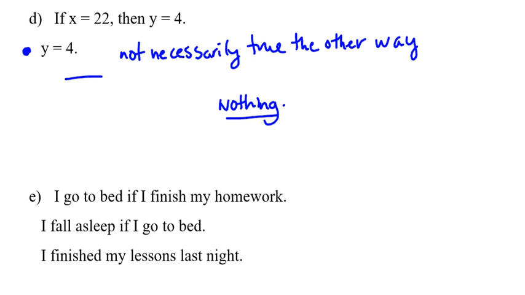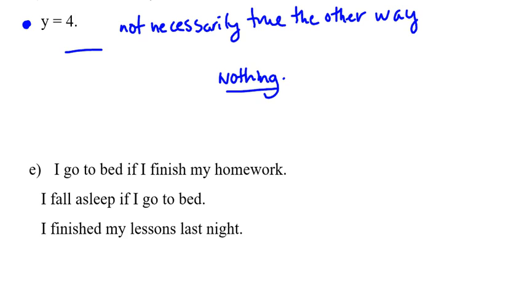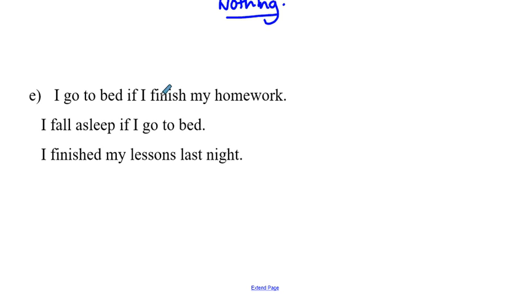Our last example here for this section says, I go to bed if I finish my homework, and I fall asleep if I go to bed. Maybe this is our statement here: I finished my lessons tonight. Or you could even say, let's make the word homework there. I think in your notes it says homework. I finished my homework last night. That's our statement, right? Let's try to piece these together.